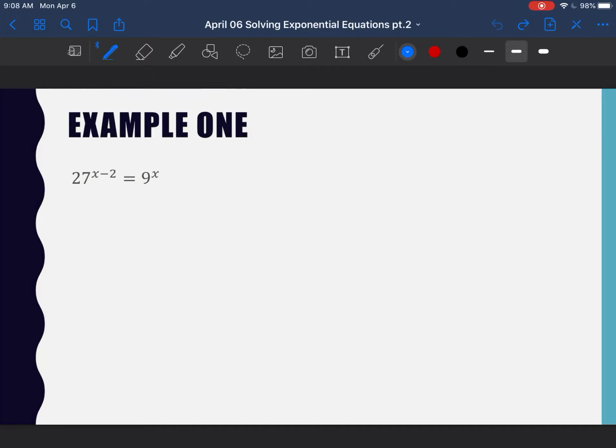I have 27 to the x minus 2 equals 9 to the x. So the best case scenario would be if these bases matched up already. If they were already both 9s or both 27s, that's not the case here. The next best case would be if we could change this 27 to be 9 to the something power. Now that doesn't work in this case because if you did 9 to the first, that's 9, or if you did 9 squared, that's 81. So neither of those cases would work to give you a 27. So that's why this is an example where you have to change both sides.